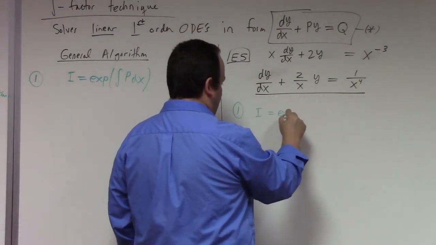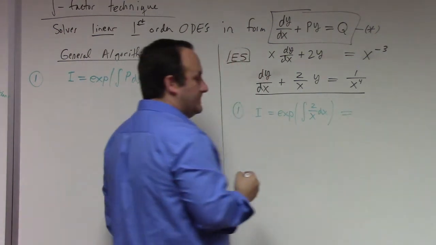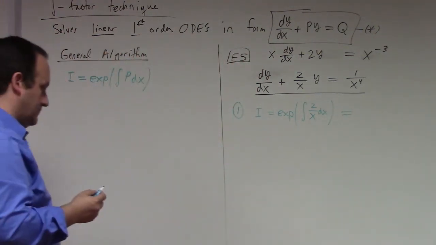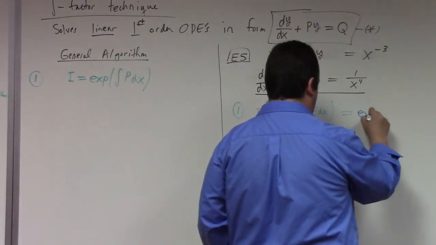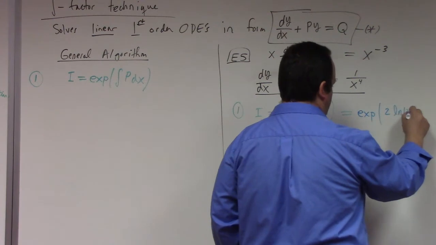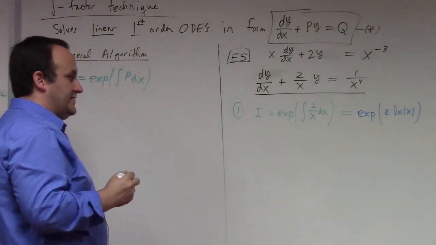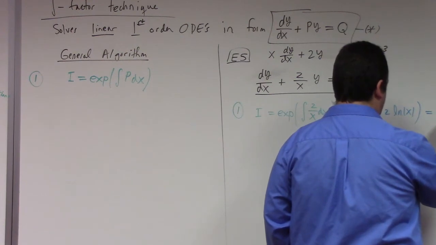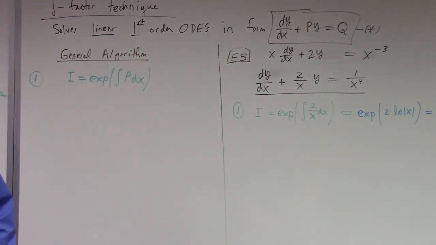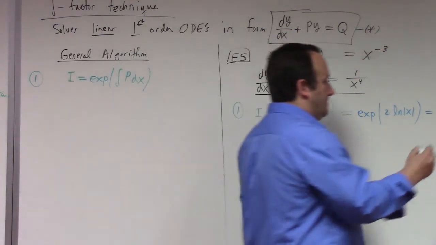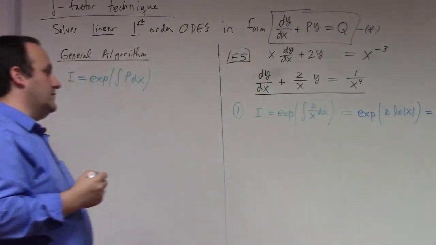So I is the exponential of the integral of what's p? P here is 2 over x dx, right? Let me use a less dangerous color. This one might not show up in the video. This is the exponential of what? 2 natural log the absolute value of x. I think we've seen this algebra already today, right? And what's that? That's the exponential of 2 natural log absolute value of x, which is the absolute value of x squared. But the absolute value of x squared is just x squared again, right?